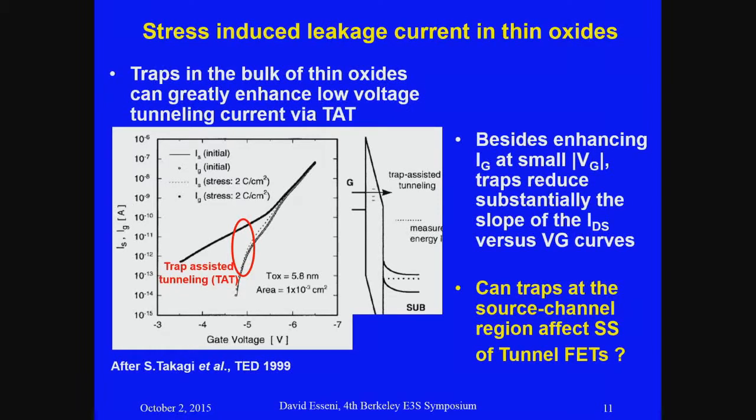And here you see that this is the IV curve of the virgin oxide, and this is what you see after an electrical stress. Not only does the current at small voltage increase dramatically, but even the steepness, if you wish, of this IG versus gate voltage decreases a lot. And this has been actually ascribed to trap-assisted tunneling in traps generated inside the bulk of the oxide. So the question is, can traps somewhat assist the source-to-channel band-to-band tunneling and affect the subthreshold slope in tunnel FETs?